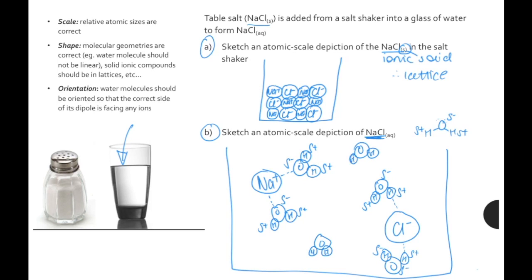Now these questions will often ask you to show the correct scale, shape, and orientation of what you're drawing. Scale means the relative atomic sizes are correct, and I've done that. Shape means that we've drawn molecular geometries correctly, and we have done that too, for example, the bent shape of water and the correct lattice structure in part A. Orientation means that the water molecules should be oriented so the correct side of its dipole is facing any ions, and we've done that too.